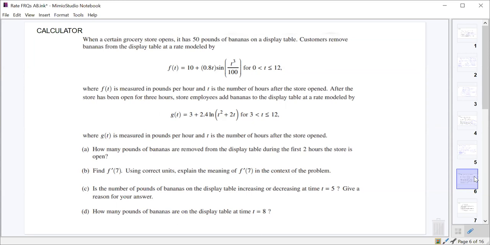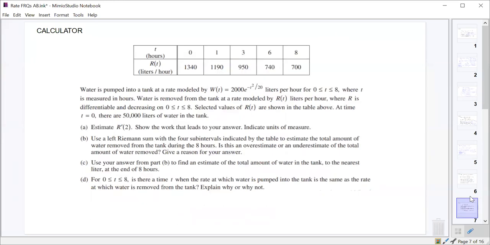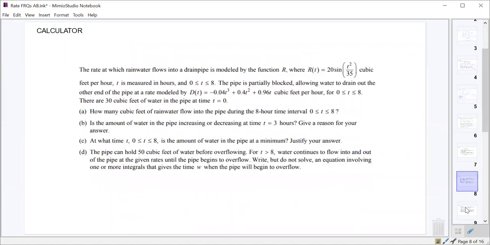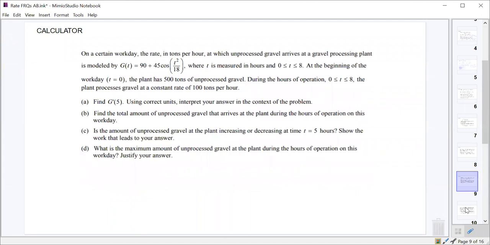And if this area and volume FRQ document will ever open up, we'll do one of those. Doesn't seem like it's opening. If you get bored and want to do the next rate question about water, you could do that one. If we go through all the rate questions, most recently they got a little interesting. There was fish, there was escalators, and then there was bananas. And then you keep going. This one was about water. This one is about rainwater. This one, oh, this is a good one. This one was about unprocessed gravel.